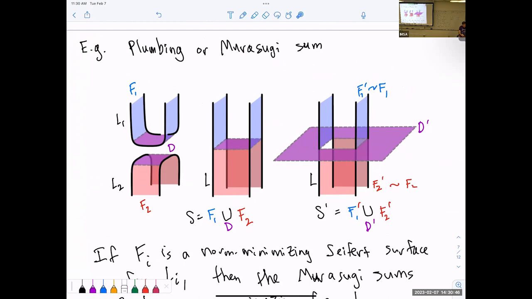Push this one in a little bit, push this one out, and then you can make those two pieces disjoint. And then it's sort of the opposite over here. And then you can sort of hook them up with the two purple discs. The purple discs are disjoint. They'll spiral around the little corners here, but it turns out you can make them disjoint.